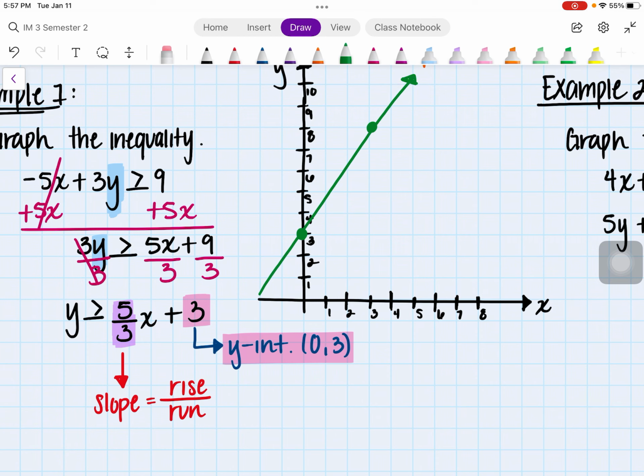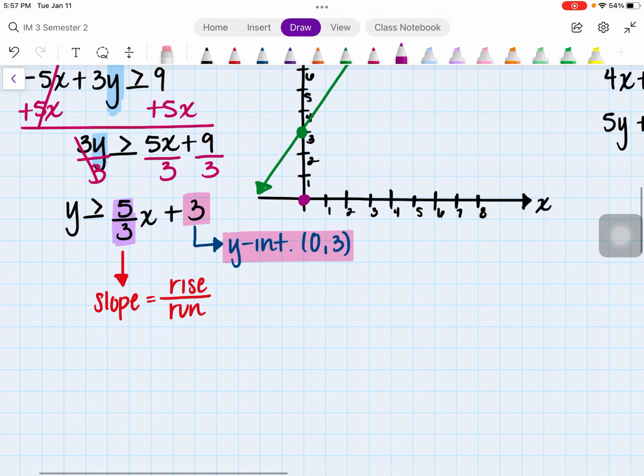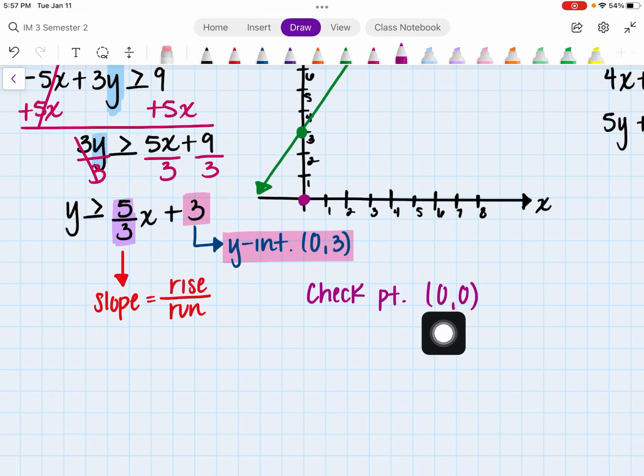And the way we find this, guys, is we need to choose a point, any point in our graph, and basically plug it into the equation. If the statement is true, then we would be shading in the direction of the point. And if it's false, it would be on the opposite. So the easiest point for you guys to choose is the point 0, 0. So in order for us to check what direction we're going to be shading, I want to choose a point. So our checkpoint is going to be the point 0, 0.